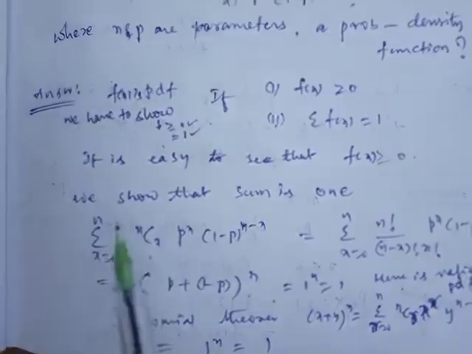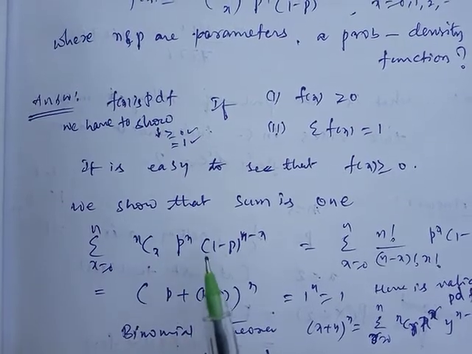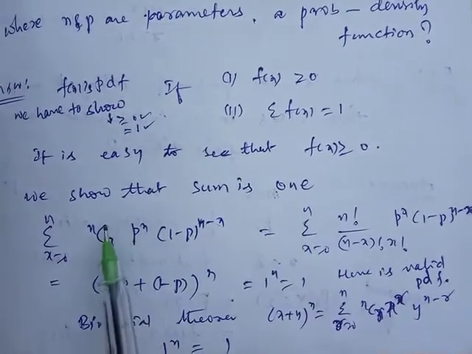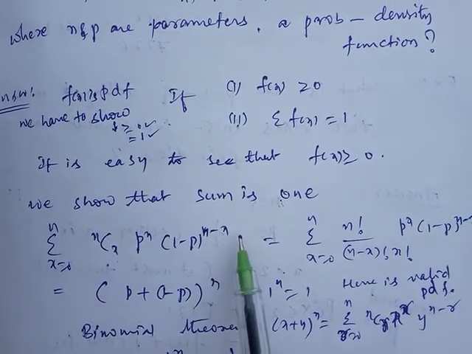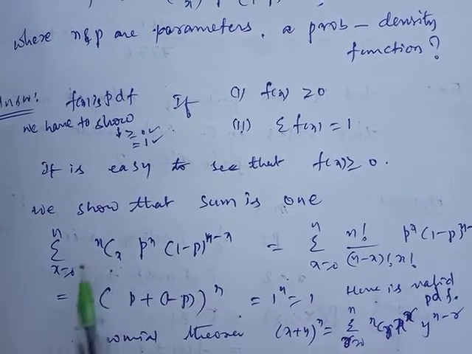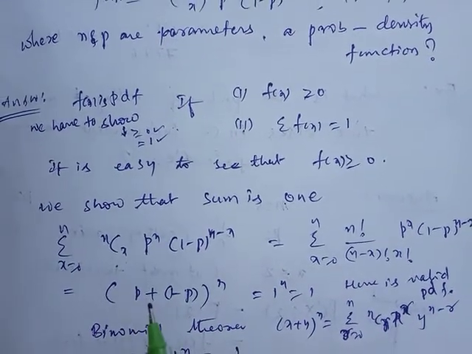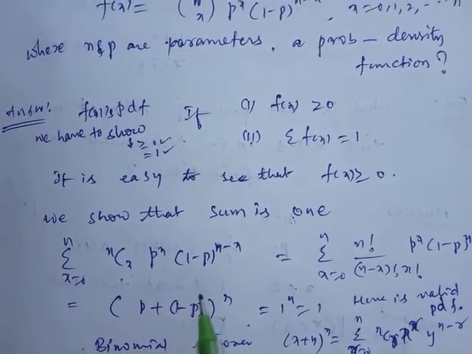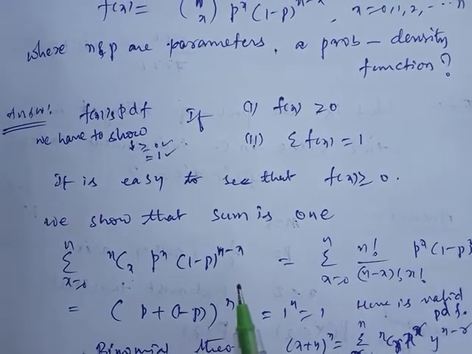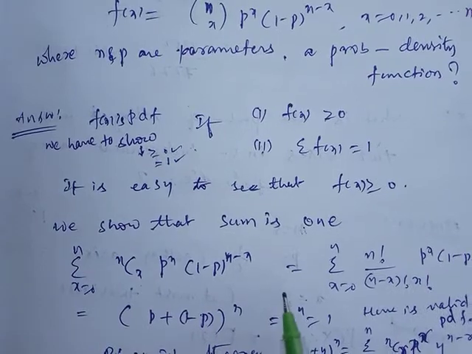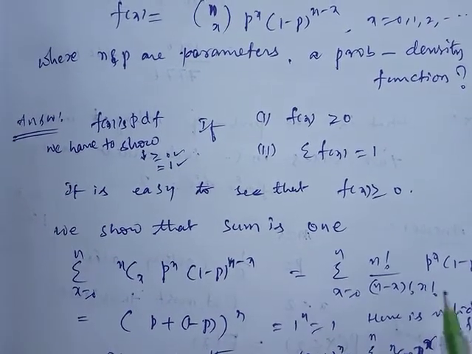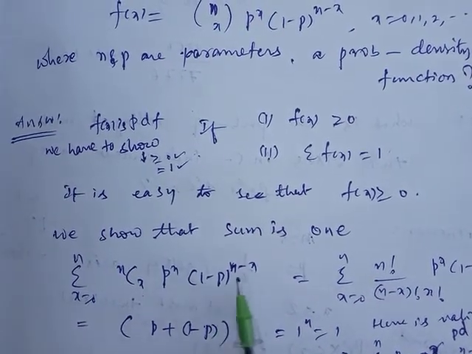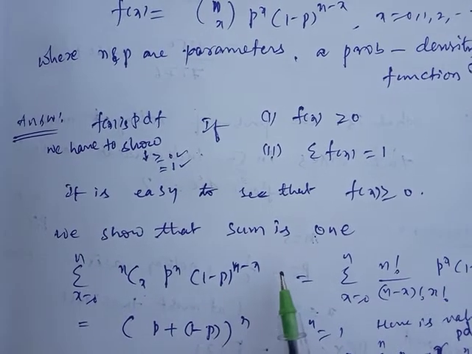So check it. Summation x equal to 0 to n of nCx p to the power x into (1 minus p) to the power n minus x. I'm extending that one: nCx p^x q^(n minus x), suppose, is a binomial distribution. The binomial theorem states that (x plus y) to the power n equals nC0 x^n y^(n minus 0), next nC1 x^(n minus 1) y^1 and so on, that is, summation r equal to 0 to n of nCr x^(n minus r) y^r; in place of r here we use x.